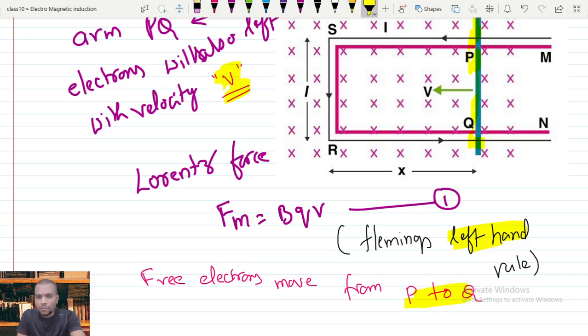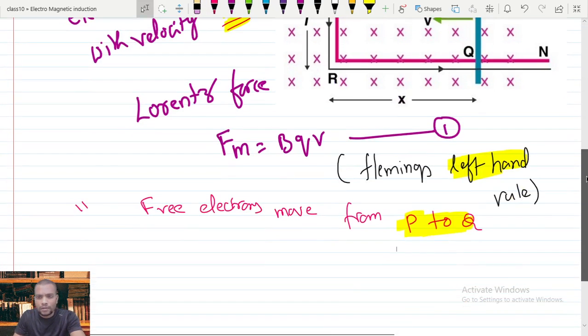So this is the point what we needed. In this conducting rod, which is moving in a uniform magnetic field, if the electrons are moving, suppose if you can draw that figure.